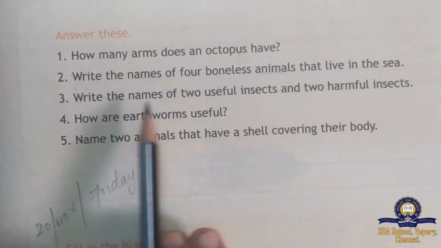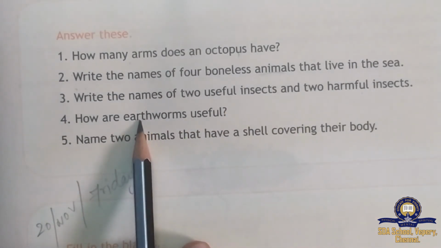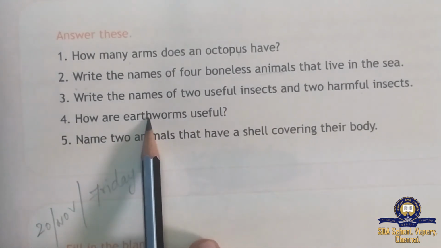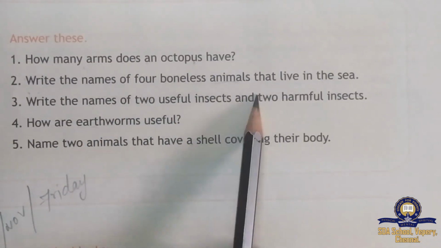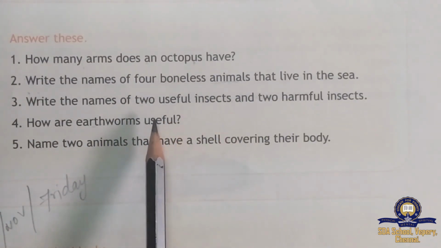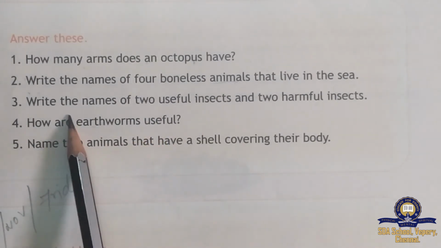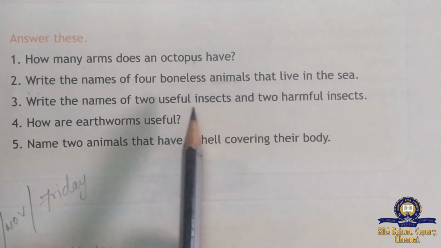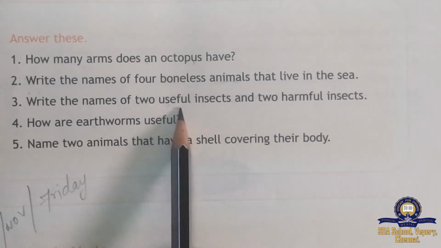Next question. Write the names of 2 useful insects and 2 harmful insects. First one, bees. They give us honey. Second one, earthworm. It makes the soil fertile. So the useful insects are bees and earthworms. Harmful insects: 2 harmful insects are mosquitoes and flies.